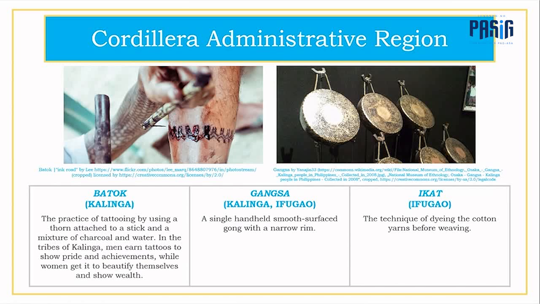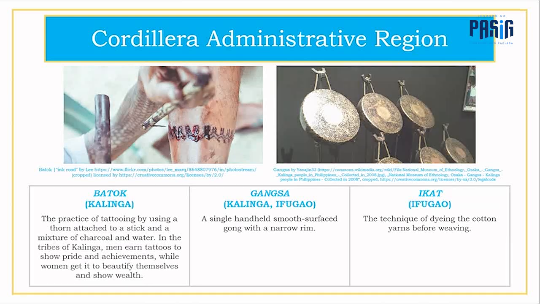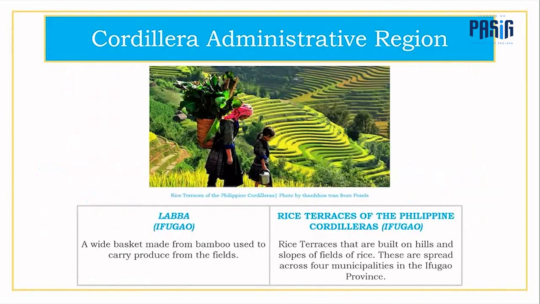Gangsa is a single-handed smooth surface gong with a narrow rim, used in Kalinga and Ifugao province. Ikat is the technique of the Ifugao, in which the cotton yarns are dyed before being woven. Laba is a wide basket made from bamboo used to carry produce from the fields. And finally, the rice terraces of the Philippine Cordilleras are built on hills and slopes of fields of rice. These are spread across 4 municipalities in the Ifugao province.